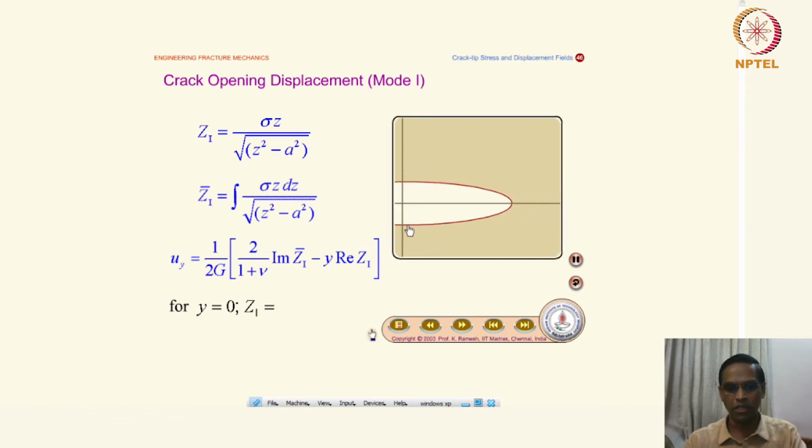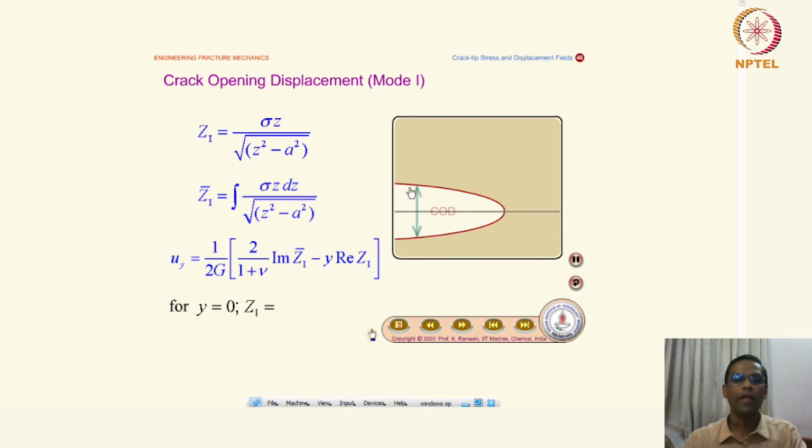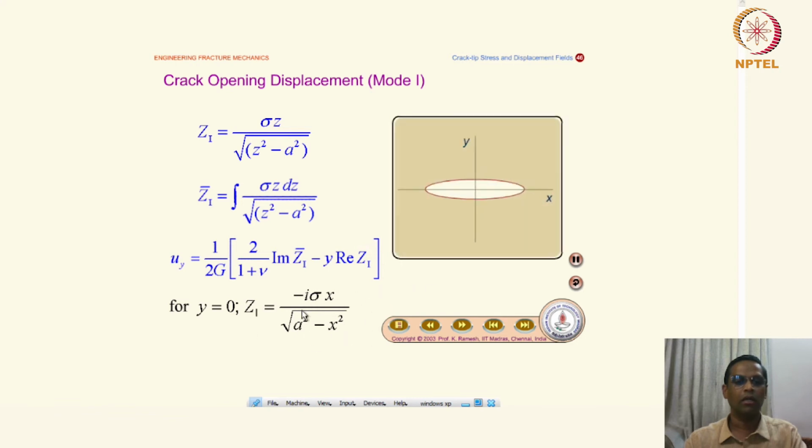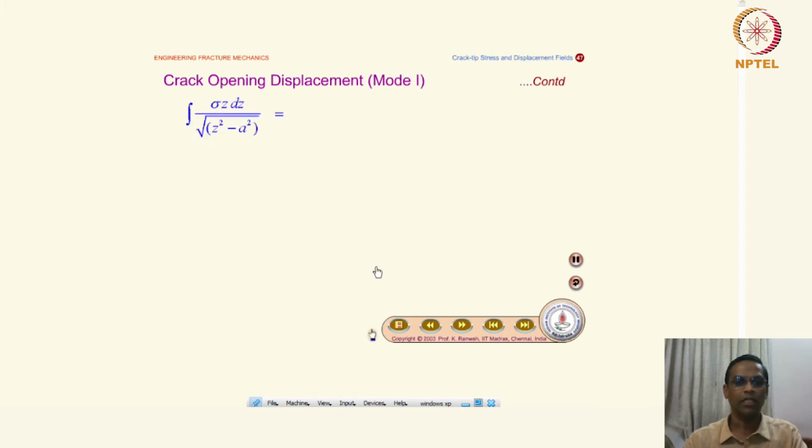So this opening displacement is still a valid parameter to calculate, because on the crack axis we are considering Y is equal to 0, but as a COD we are calculating between minus A to plus A. That is how we have to understand. So this is what is written here, Z1. This can be recast. We will see how to recast this equation in the next slide.